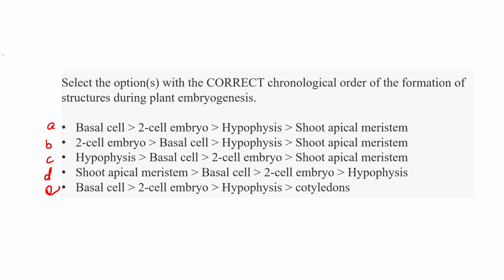So you have to see the correct chronological order of the formation of structures during plant embryogenesis. Pick the correct chronological order. Okay, I'll give you 2 minutes, then I'll switch the screen. Try to answer.